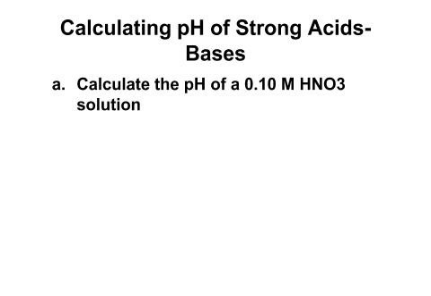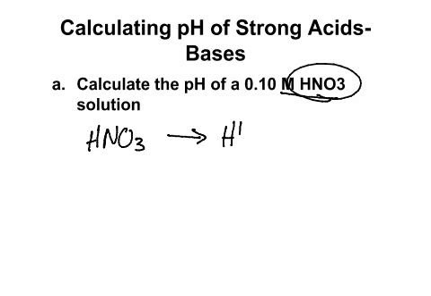So what we're trying to do is find what the pH is when you have a nitric acid solution. Now, what do you know about nitric acid? It's a strong acid. So if I had a strong acid like HNO3, it completely dissociates into H+ and nitrate. So this arrow right here is in one direction.